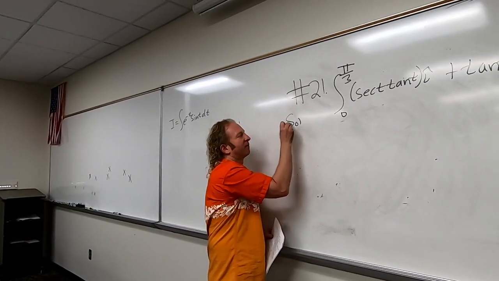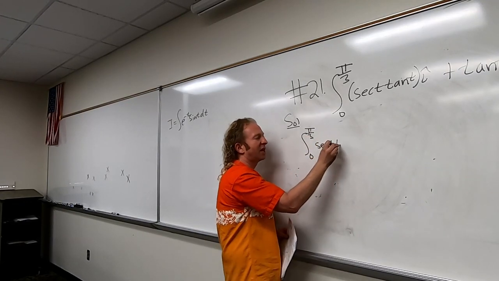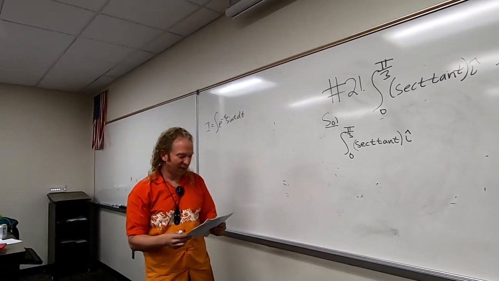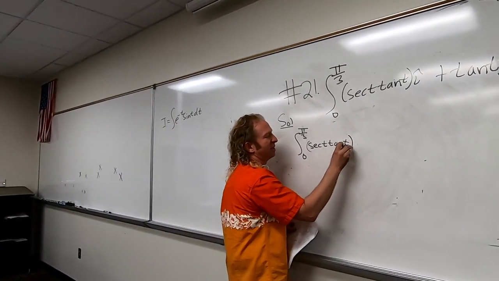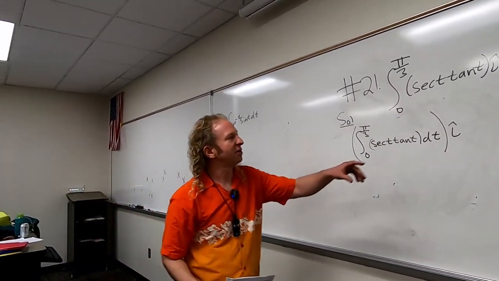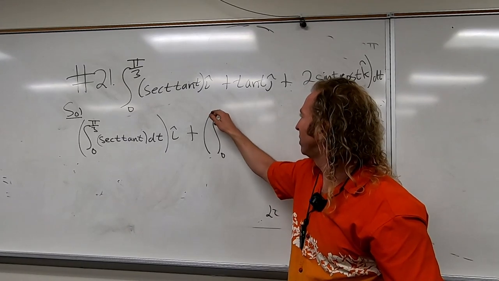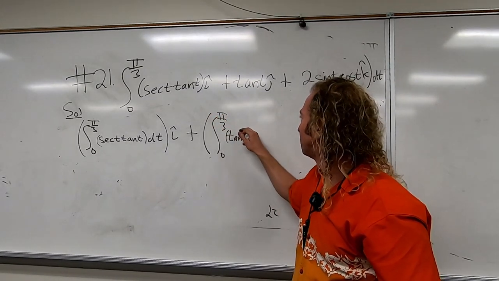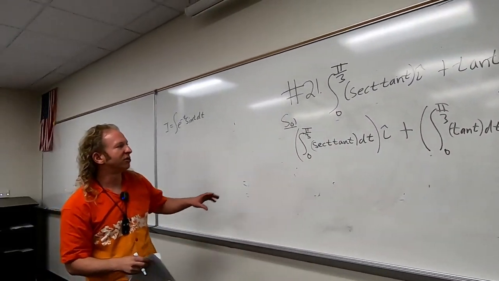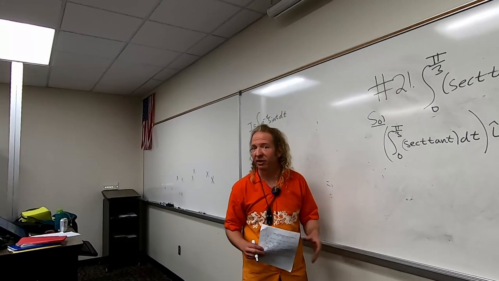This will be the definite integral from 0 to pi over 3 of secant t tangent t i hat like this. Just break it up. And then I'm going to put the dt here, and the i hat on the outside to make it a little bit better. And then you do this one as well: parentheses, definite integral from 0 to pi over 3, tangent of t, dt, parentheses, j hat. So you're doing each one. At the end, you're going to get a vector.